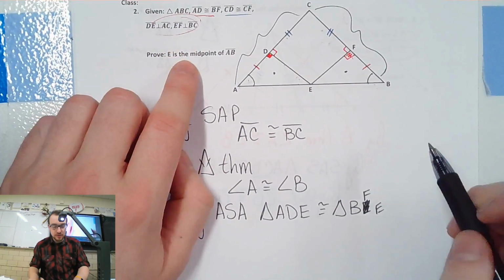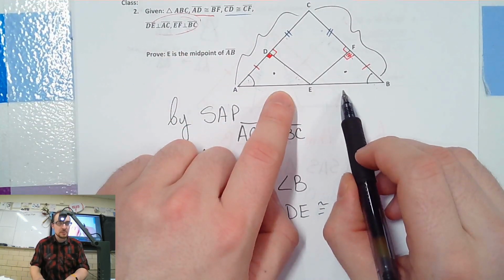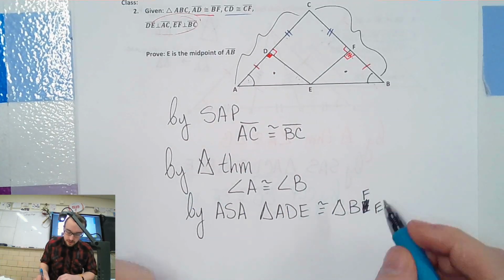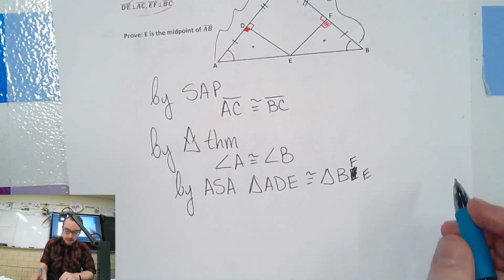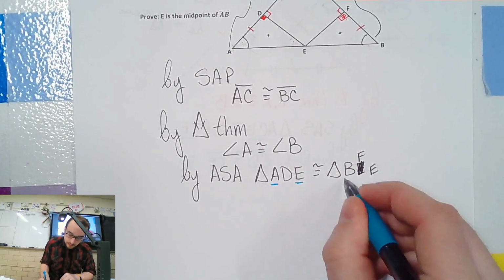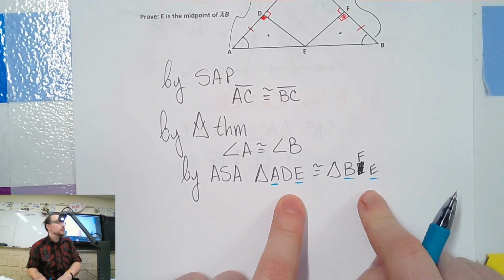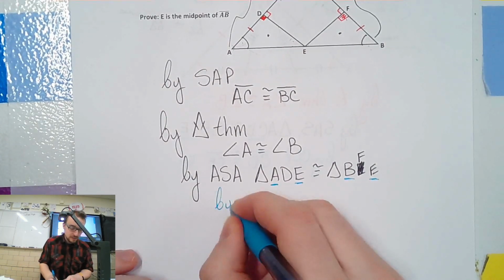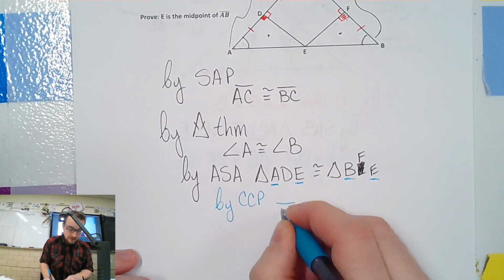Remember, our goal was to prove that E is the midpoint. So we need these two segments to be congruent. Well, if the triangles are the same, their parts should be the same. So let's check. A, E, and B, E. A, E, B. Are they corresponding? Yeah, they're in first and third position, right? So we can use CCP. By CCP, A, E.